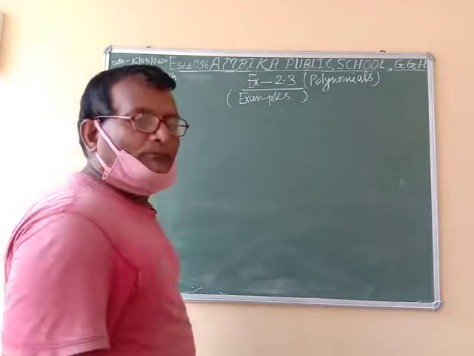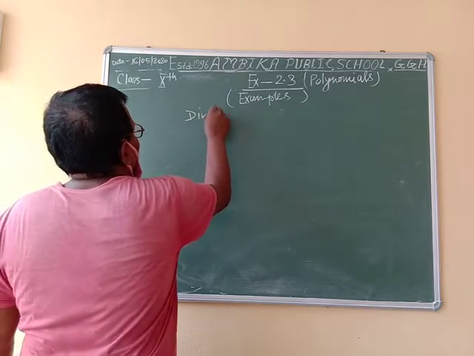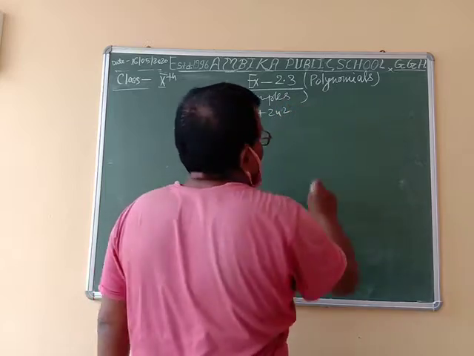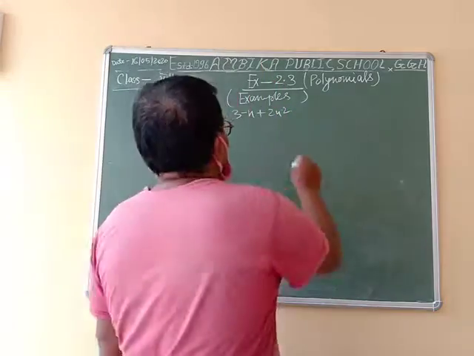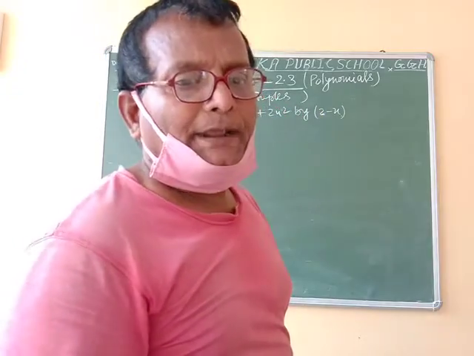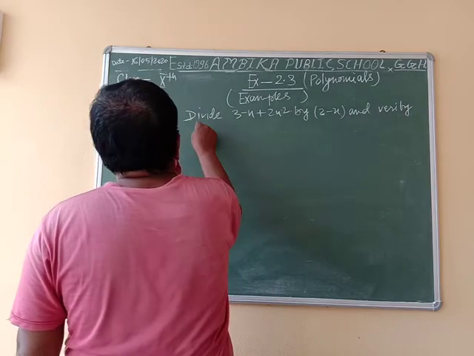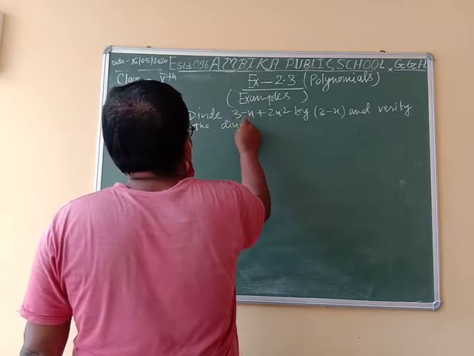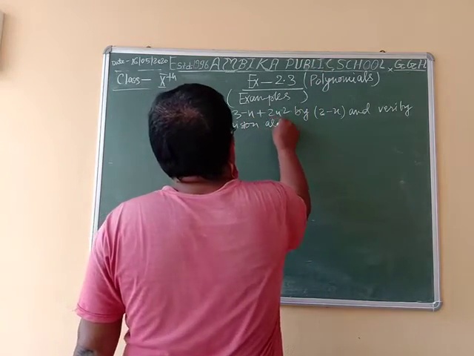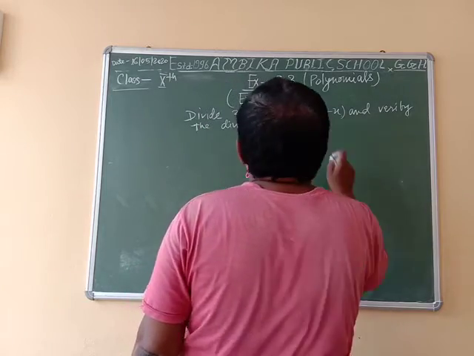Question number 1 is an example: divide 3 minus x plus 2x squared by 2 minus x and verify the division algorithm.